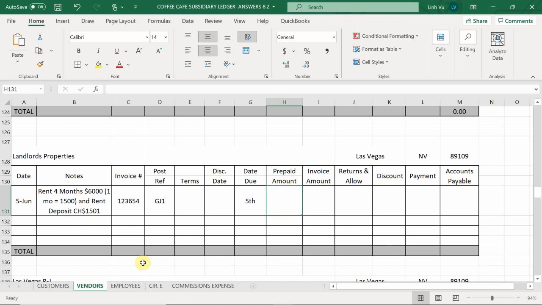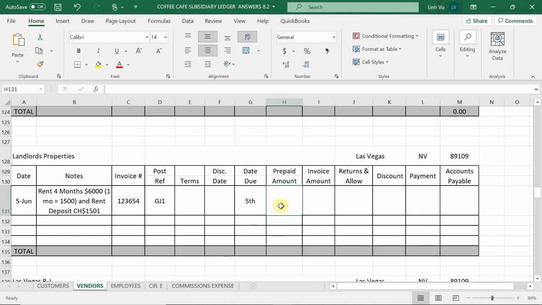In most cases, not really, just because rent usually is what's called a fixed expense, where you make an agreement of how much rent you're going to make a payment for every single month. In this case, it's 1,500. It doesn't change. So no discounts here, but maybe you can make a note here that maybe it is due every 5th of the month.